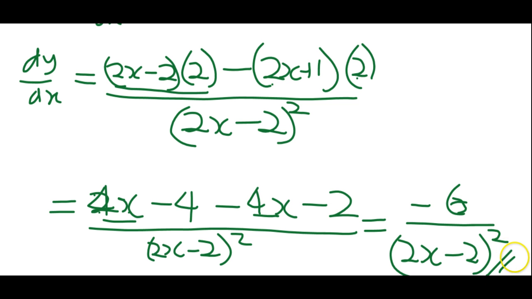You don't need to expand the denominator, since its expansion wouldn't have anything to do with the work, because the numerator cannot be used to divide. And since we have only negative 6 at the top, we can leave our answer as such. So that is how we use the quotient rule in finding the differential of a function.